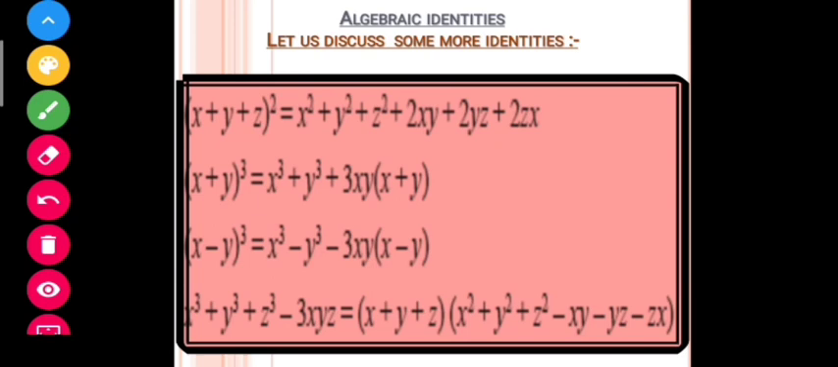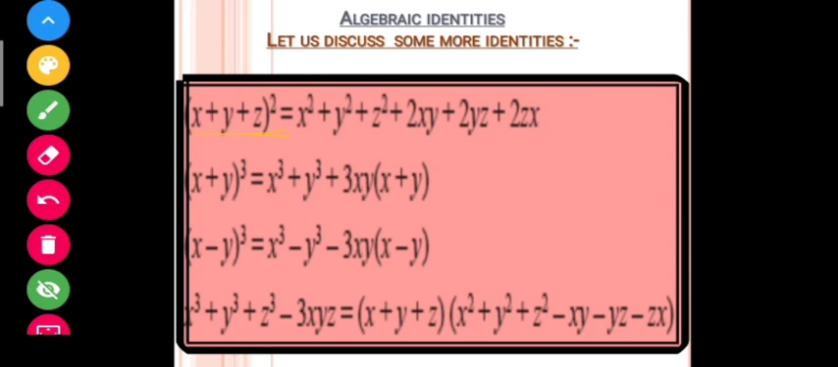Students, let us discuss some more identities here. There are 4 identities here that you are going to deal with in this chapter, in addition to the last 4 identities. Let us see the first identity that I have taken: the sum of 3 variables, that is x plus y plus z, and after that whole square. A trick to remember this identity is very simple.